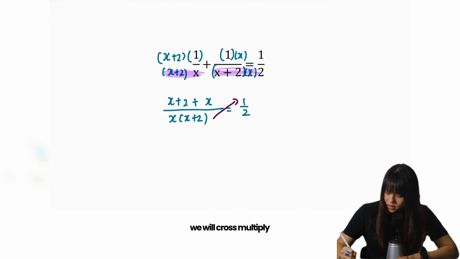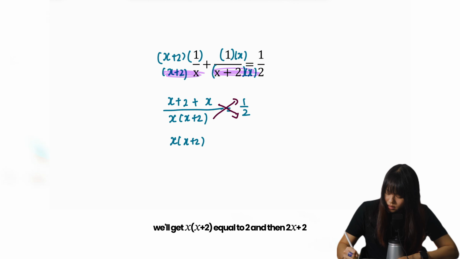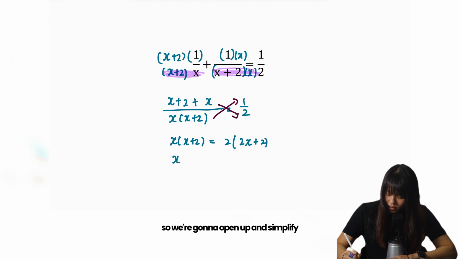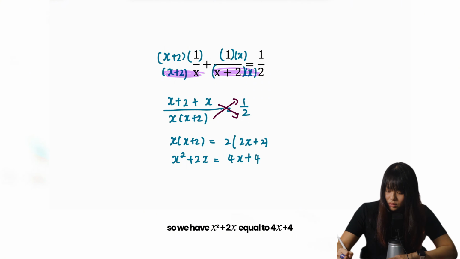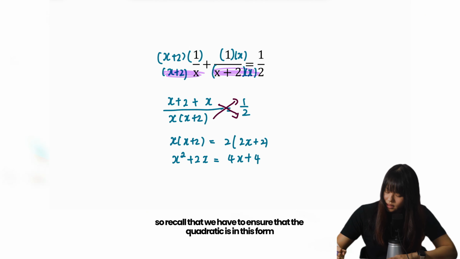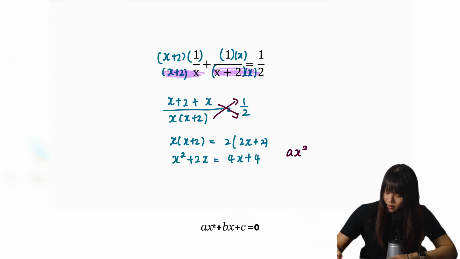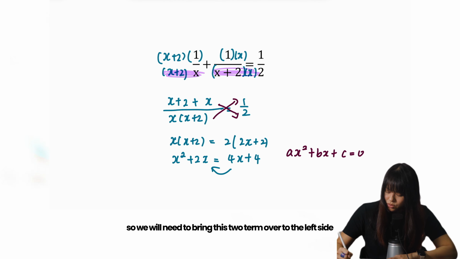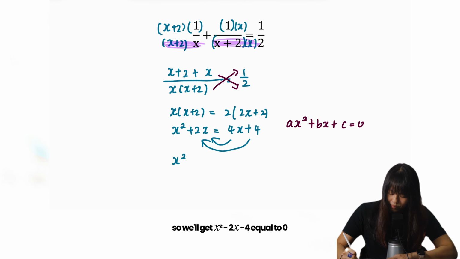We will cross multiply. Cross multiplying, we'll get x plus 2 equal to 2 times 2x plus 2. So we're going to open up and simplify. We have x squared plus 2x equal to 4x plus 4. Recall that we have to ensure that the quadratic is in the form ax squared plus bx plus c equal to 0. So we'll need to bring these two terms over to the left side. We'll get x squared minus 2x minus 4 equal to 0.